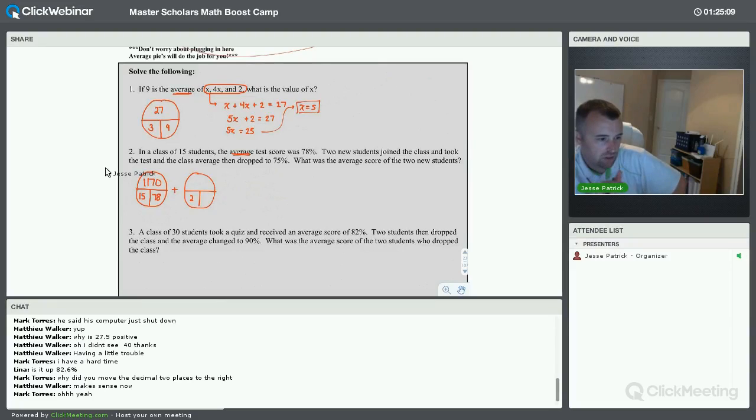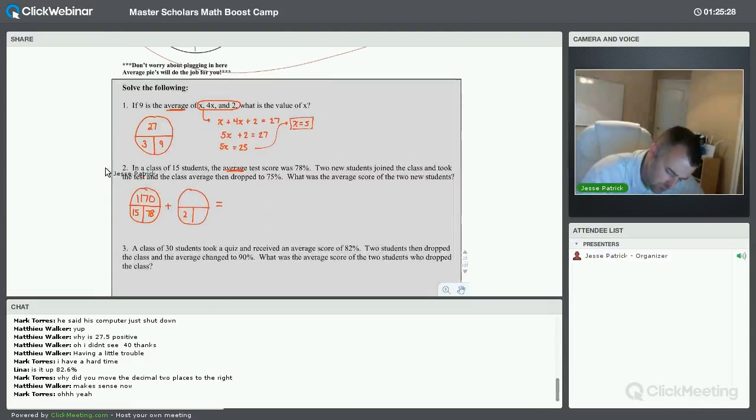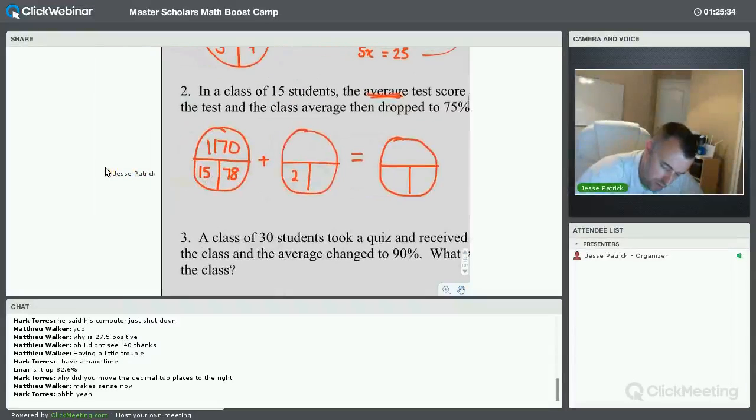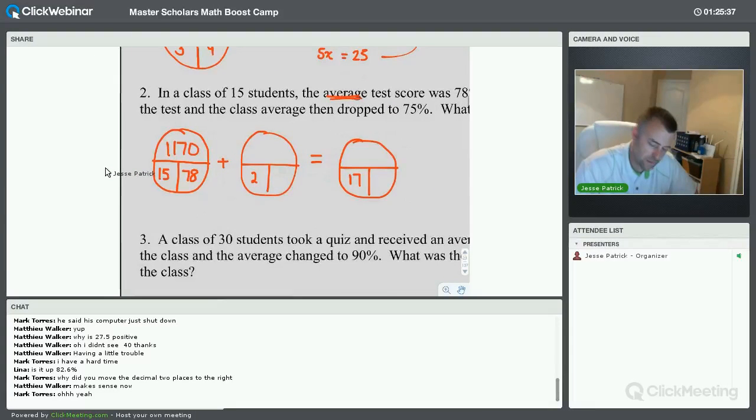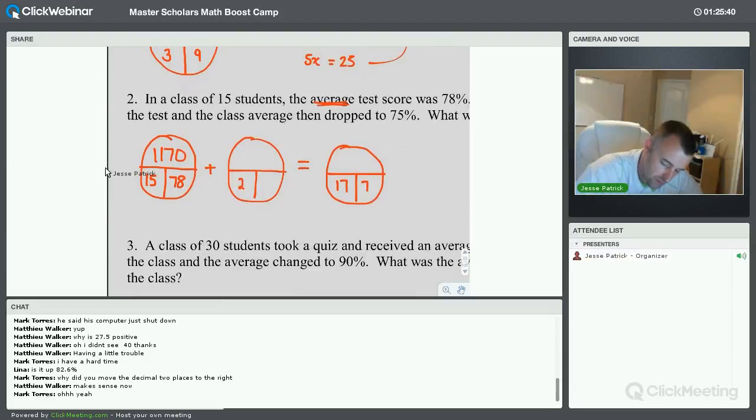Okay? This is the template that you're going to see when we do multiple average questions. It's going to be an average pie plus or minus another average pie equals the combined averages. In this case, 2 students joined the class and took the test, and the class average then dropped to 75%. So what they're telling you, if I added these 2 values together, I'm going to now have 17 students, 17 things. My average is now going to be a 75. Notice what you can do with this. If you have this new average pie, you have a 17, you have a 75, you can get the total. You just have to multiply those together. So I'm going to do that. 1275.